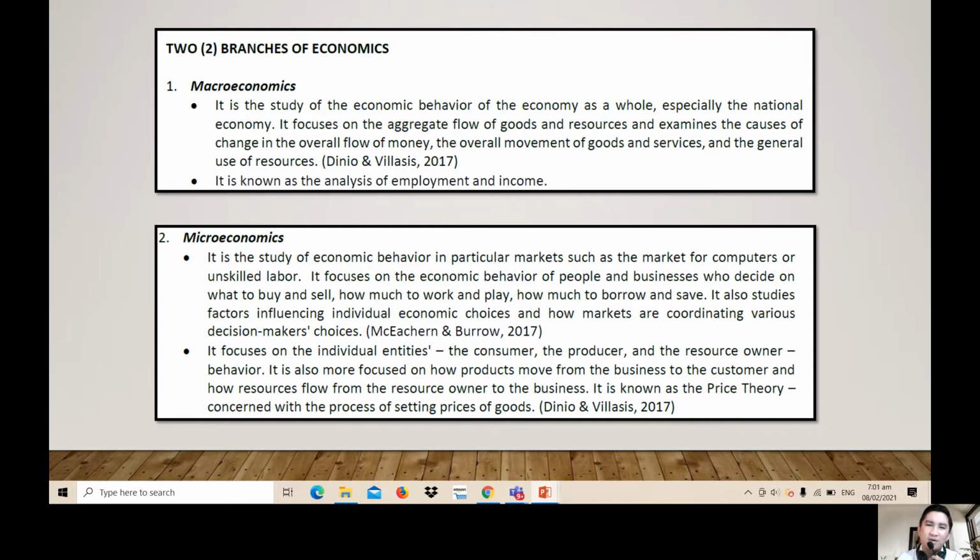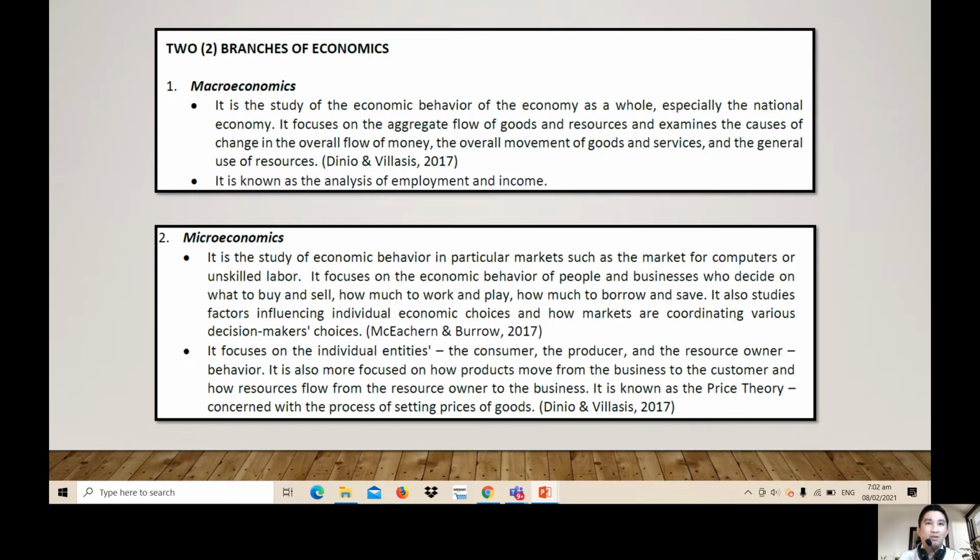It is also more focused on how products move from the businesses to customers and how resources flow from the resource owner to the business. It is also known as the price theory, concerned with processes of setting prices of goods. Okay, so again, microeconomics is more on the study of a particular household or behavior of the people and businesses.